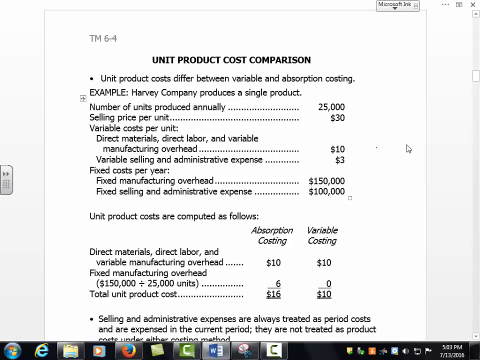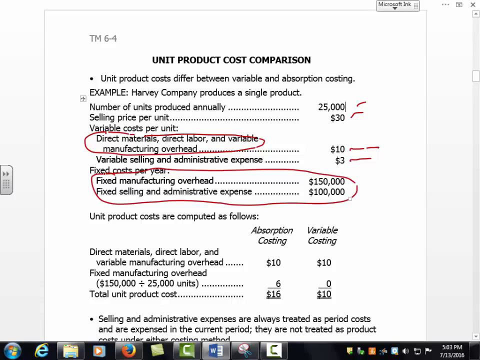All right, so let's put some numbers together and see if this makes sense. We're going to produce 25,000 units, and the selling price is going to be $30. So if we just use these numbers, the direct materials, the variable labor, and the variable manufacturing overhead is $10. And then we say the variable selling is $3. And again, just use these figures. Fixed manufacturing overhead is 150 and fixed selling is 100.